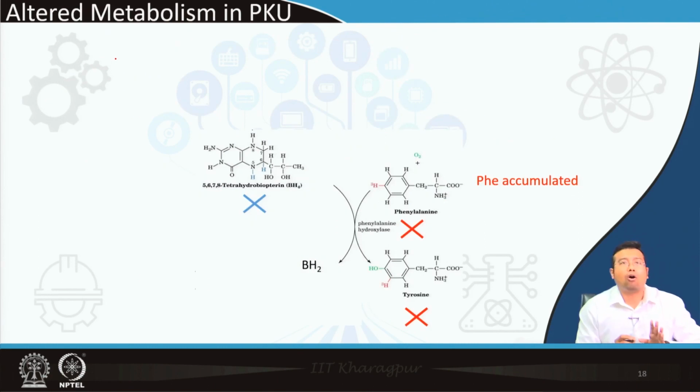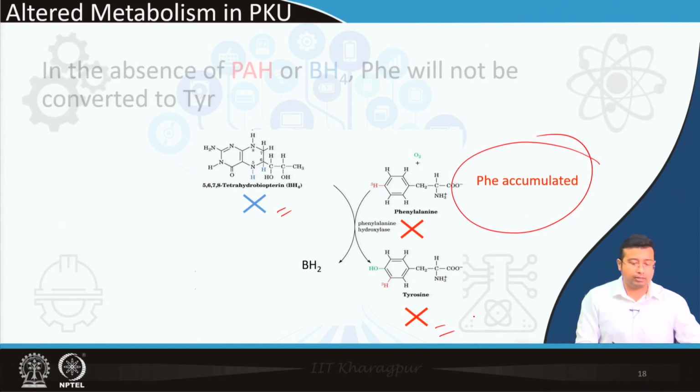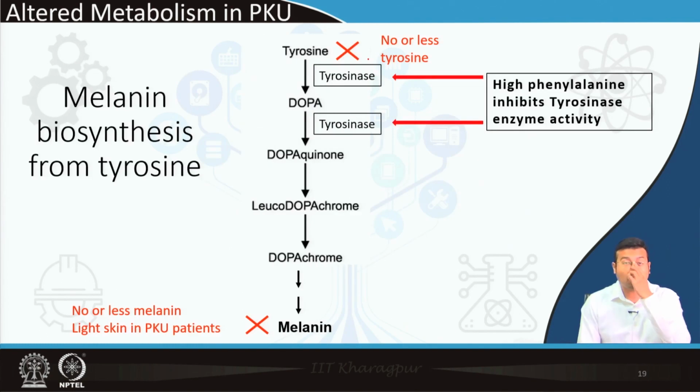So, regarding the altered metabolism of phenylketonuria, now we are all on the same page, because if either the enzyme is deficient or the coenzyme is deficient, phenylalanine will be accumulated and there will be no production of the product, that is tyrosine. I hope you are fine with this, right. So, in absence of either the enzyme or the coenzyme, phenylalanine cannot be converted to tyrosine. So, what is the problem?